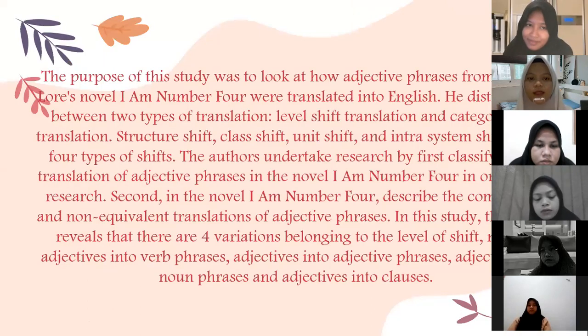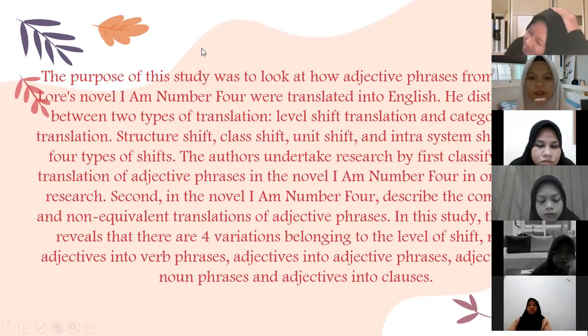The first is the introduction. The purpose of this study was to look at how adjective phrases from the novel I Am Number 4 were translated into English. He distinguishes between two types of translations, that is level shift translation and category shift translations. Structure shift, class shift, unit shift, and intrasystem shift are the four types of shifts.